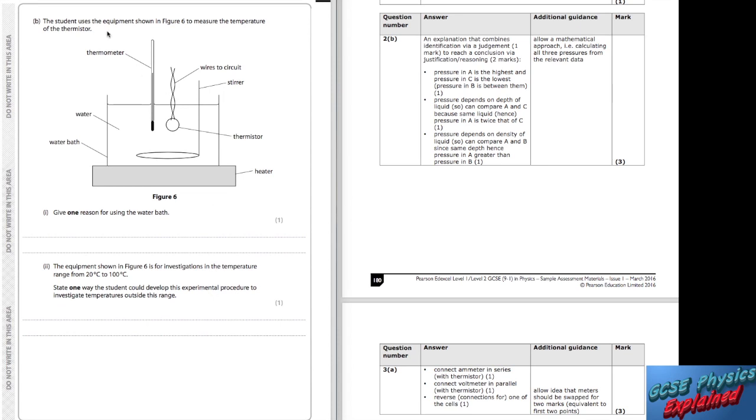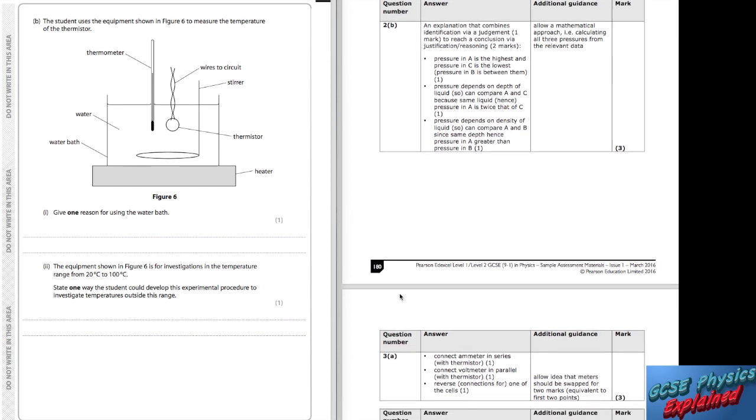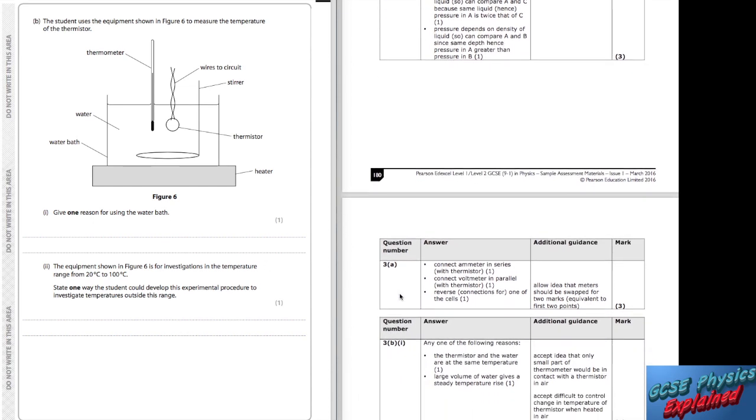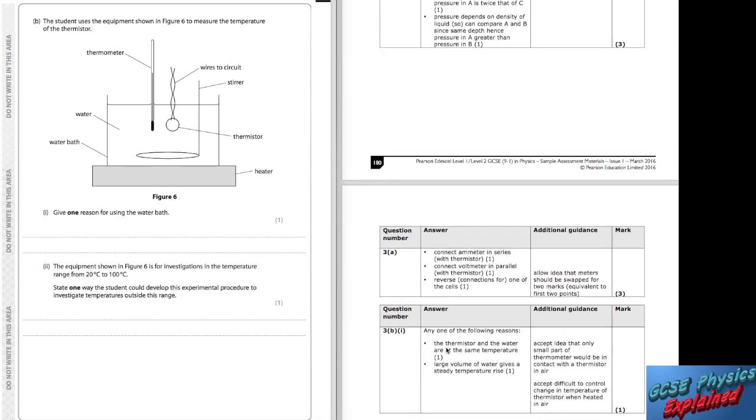Part B. The student uses the equipment shown in figure 6 to measure the temperature of the thermistor. So a thermometer popped into some water. Yeah, water bath, heater on the bottom of the water bath, thermistor's in there, wires to the circuit and a little bit of a stirrer. Give 1 reason for using the water bath. It's so that the thermistor and the water are at the same temperature. A large volume of water, and that'll end up giving us a steady temperature rise.